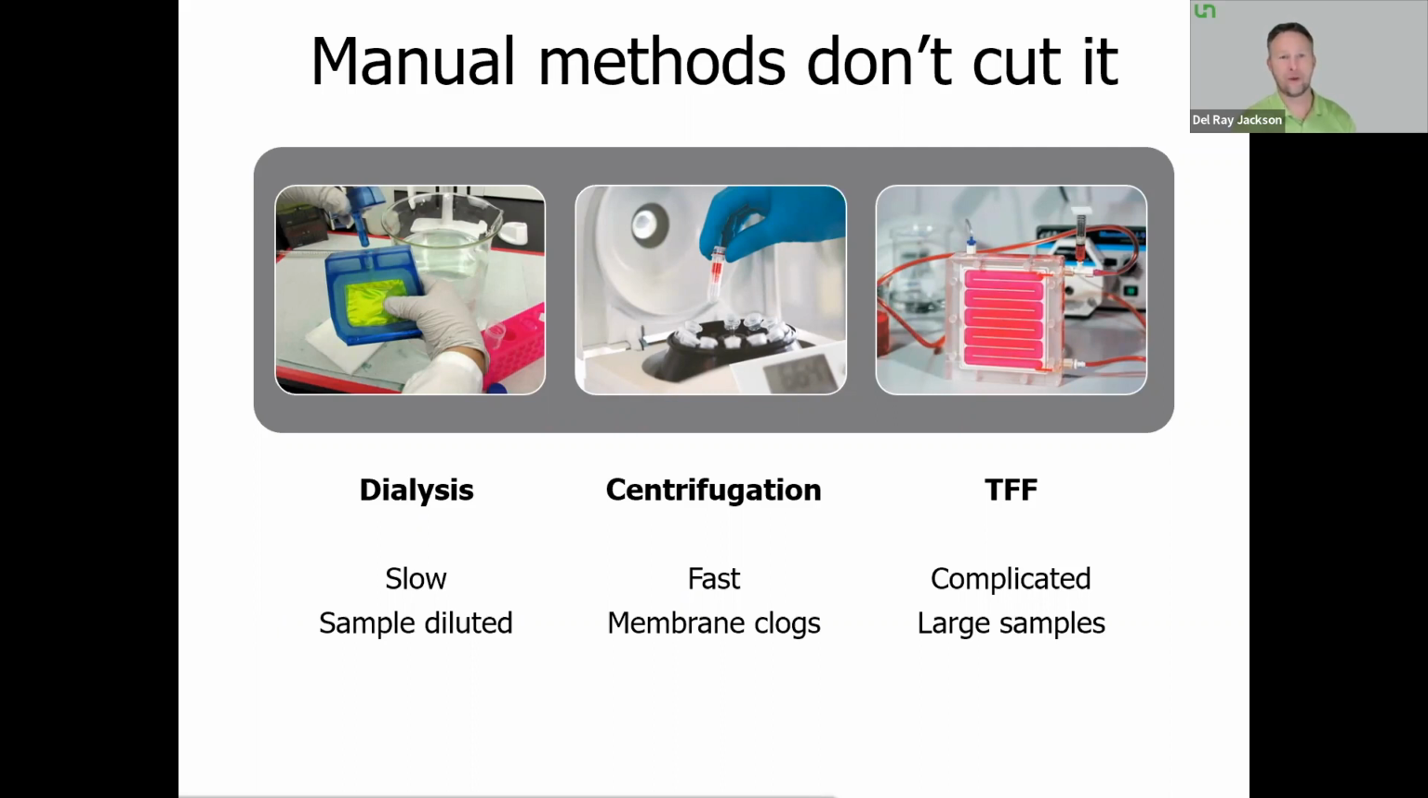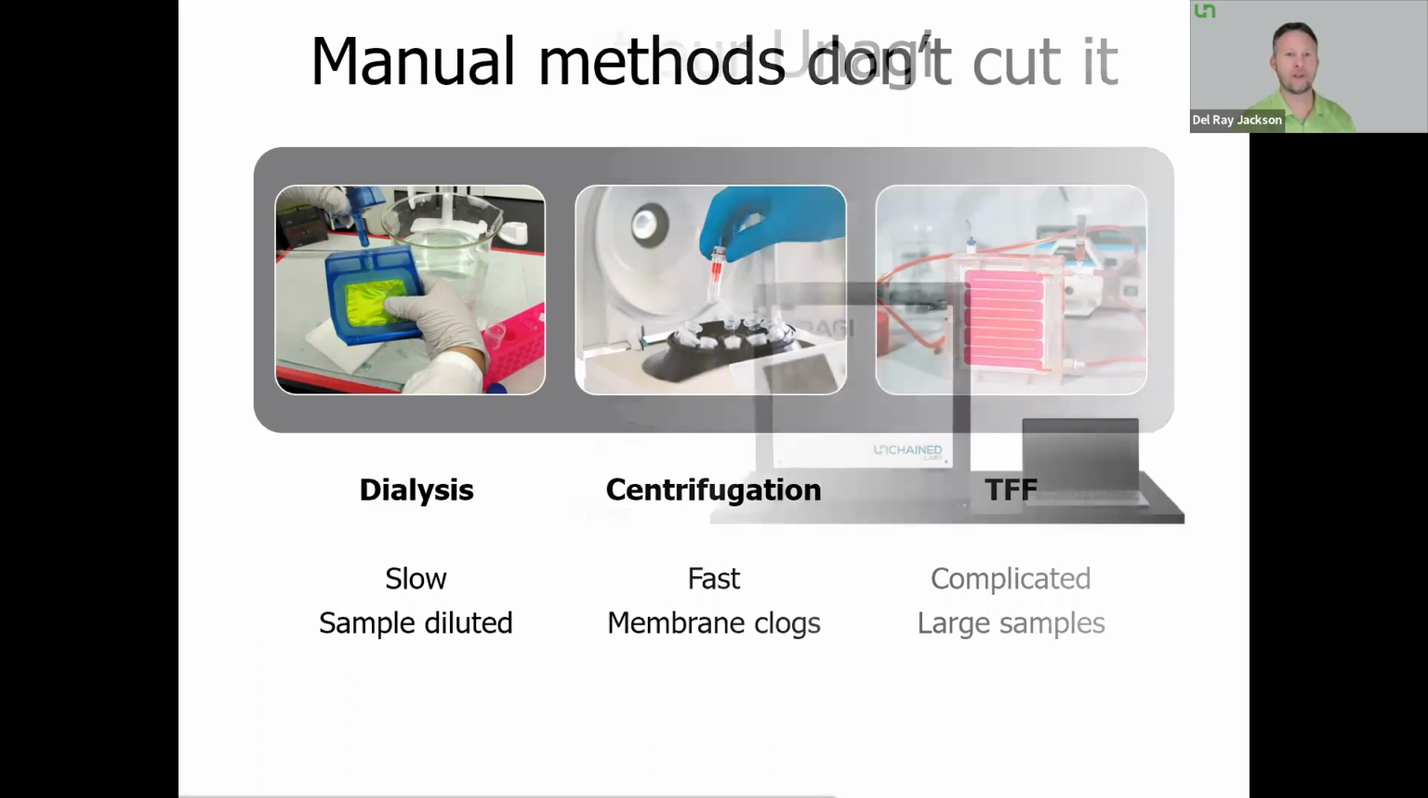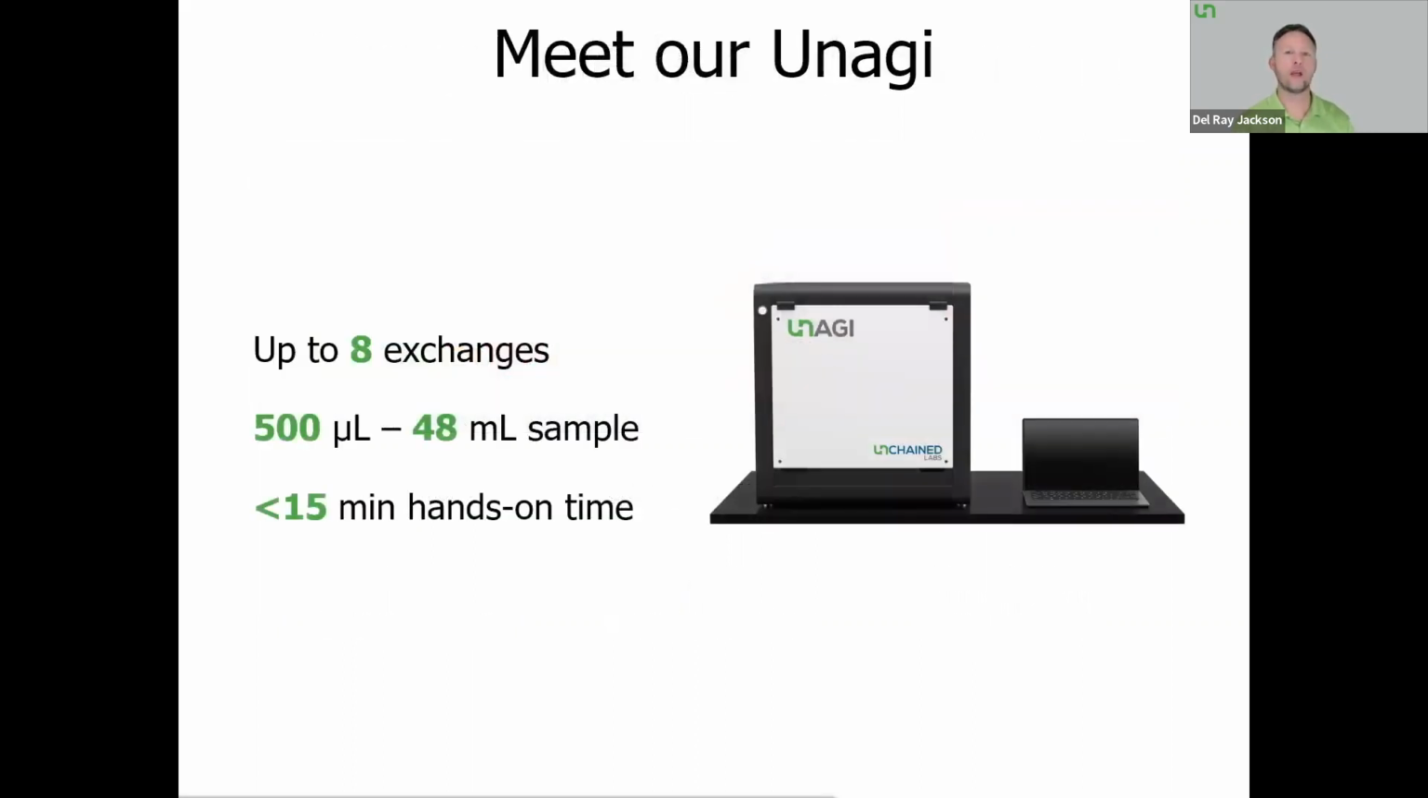So today we're here to talk about our Unagi, which is an alternative, a better way to accomplish these tasks. And the reasons for it is that you can process up to 8 different samples, do exchanges and/or concentrations. You have a working volume range of 0.5 mil or 500 microliters, all the way up to 48 mils of sample that you'd be able to concentrate down. And the nice thing is you can set this all up with just a little bit of hands-on time right at the beginning, and then be freed up to do other things that you have to put your attention towards.